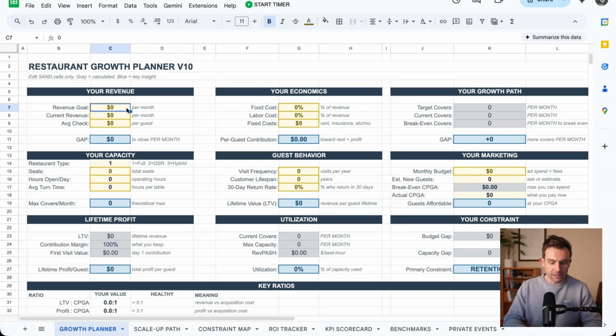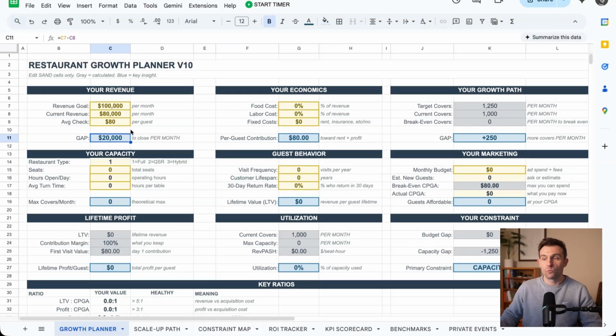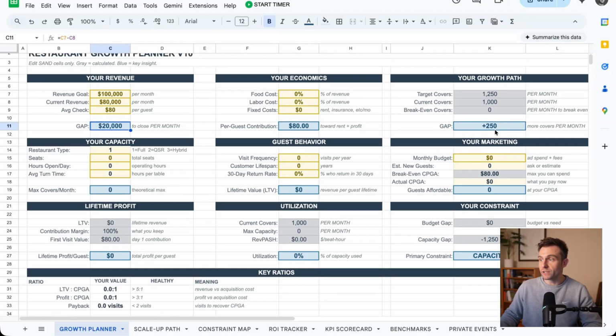So revenue, let's say that you're currently at 80K a month, right? And you want to be at 100K. Your average check, what does a guest spend on average? Let's say it's $80. Right away, the calculator shows us your gap, 20K. It also shows you the gap in terms of how many additional guests you need to reach that target. Now let's look at the economics.